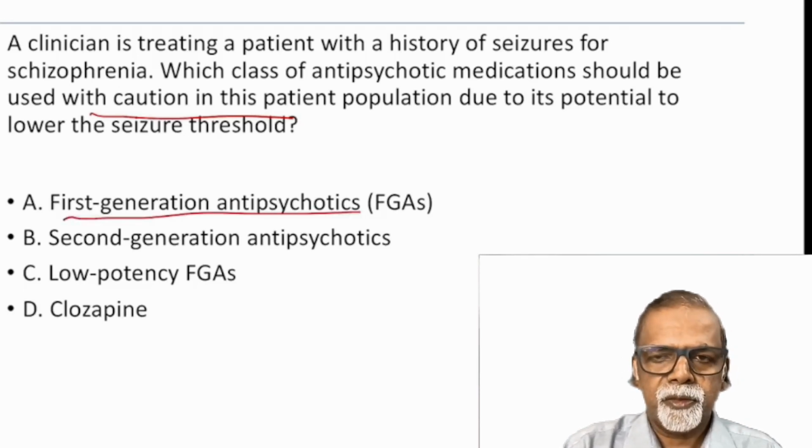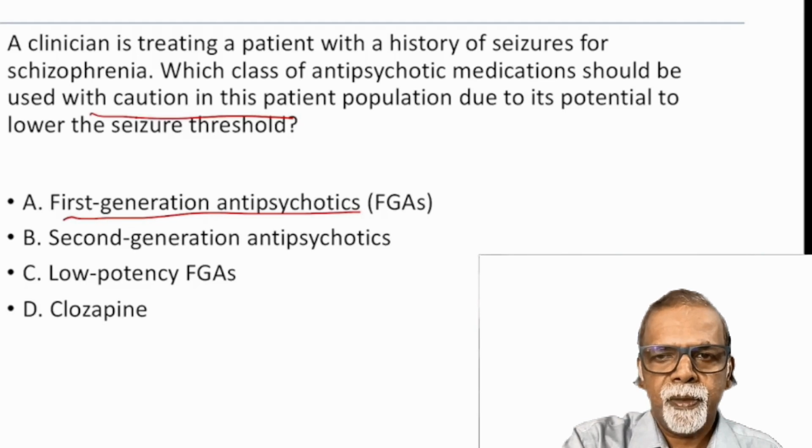The correct answer is first generation antipsychotics. So first generation antipsychotics, especially haloperidol and chlorpromazine, are well known to produce seizures. Now we go to the next question.